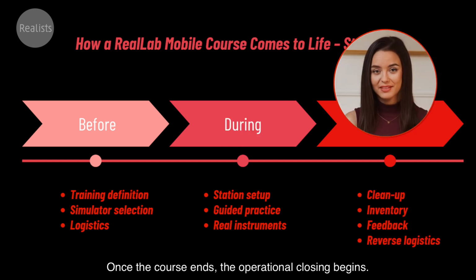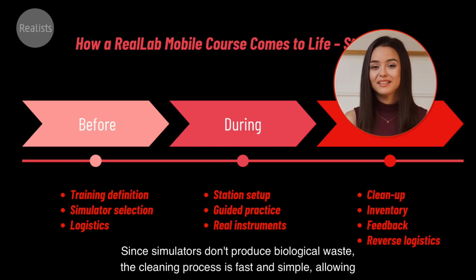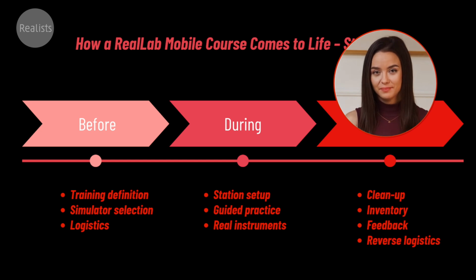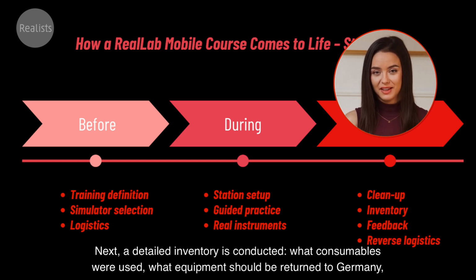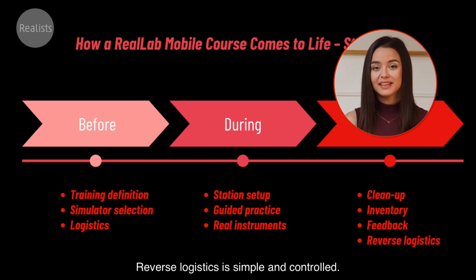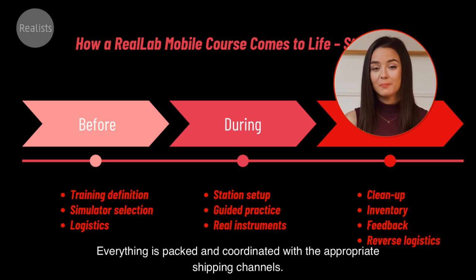Once the course ends, the operational closing begins. Since simulators don't produce biological waste, the cleaning process is fast and simple, allowing the venue to be returned to optimal conditions in very little time. Next, a detailed inventory is conducted: what consumables were used, what equipment should be returned to Germany, what stays locally, and what needs to be restocked for future events. Reverse logistics is simple and controlled. Everything is packed and coordinated with the appropriate shipping channels.